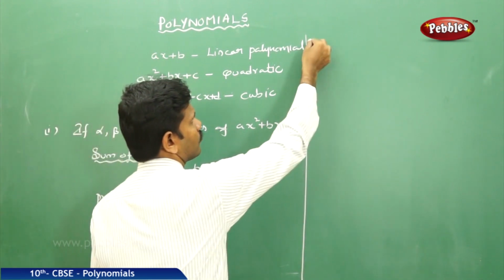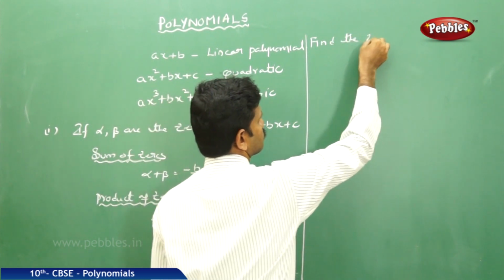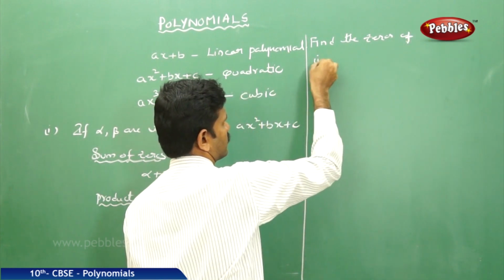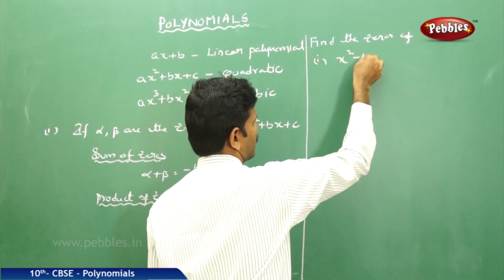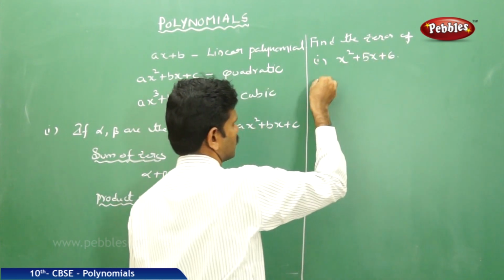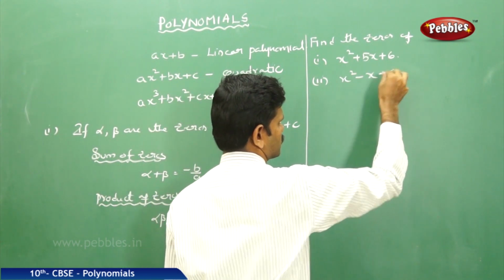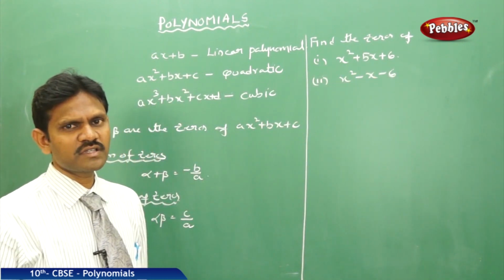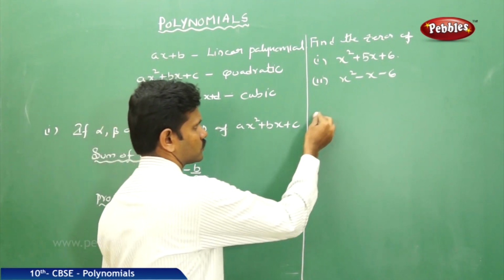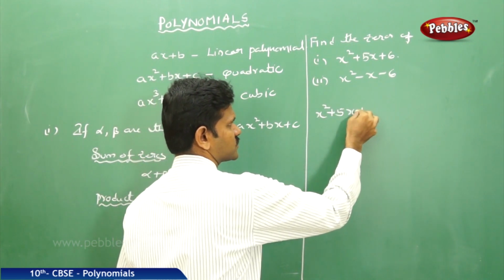Now see, find the zeros of: question number 1, x square plus 5x plus 6. Question number 2, x square minus x minus 6. How to find the zeros of these two quadratic polynomials? Let us see. Now the first one, x square plus 5x plus 6.